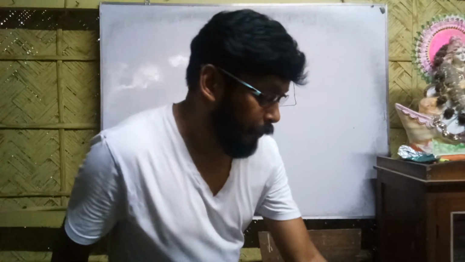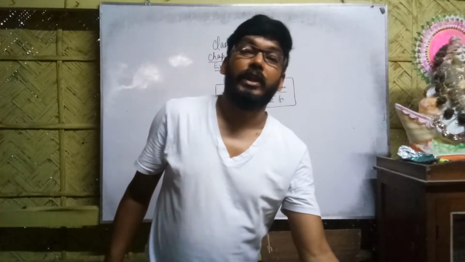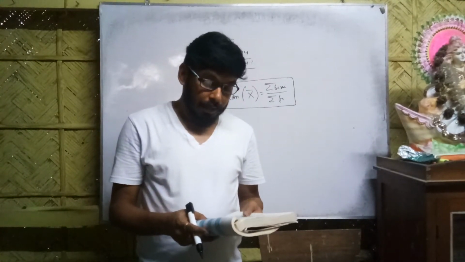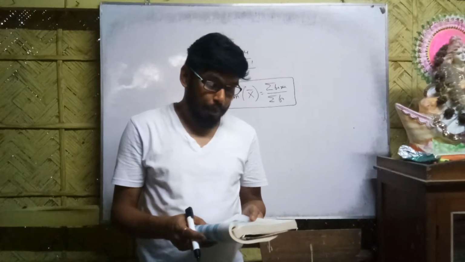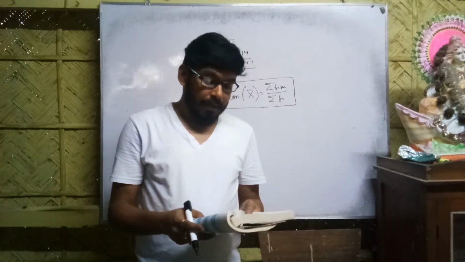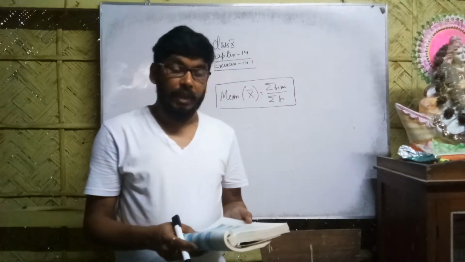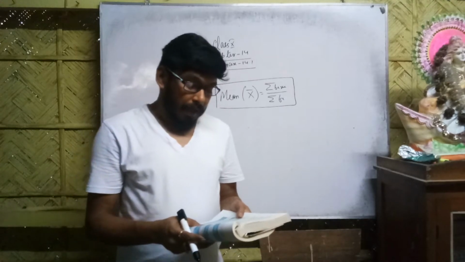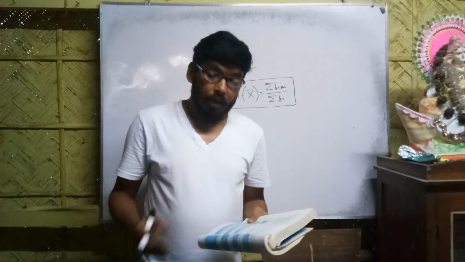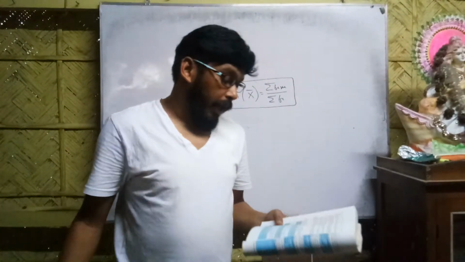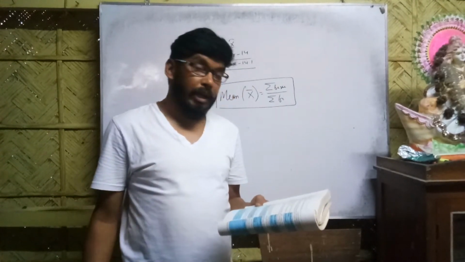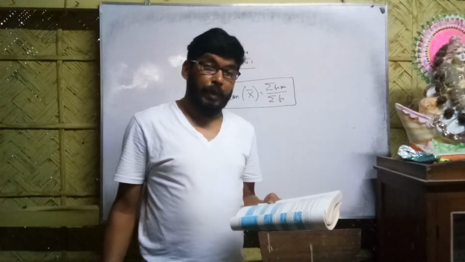In exercise 14.1, question number 1, I am just reading out the question. A survey was conducted by a group of students as part of their environment awareness program, in which they collected the following data regarding the number of plants in 20 houses in a locality. Find the mean number of plants. So these are the class intervals, and the number of houses which gave this number of plants. 0 to 2 plants, 1 house. 2 to 4 plants, 2 houses.